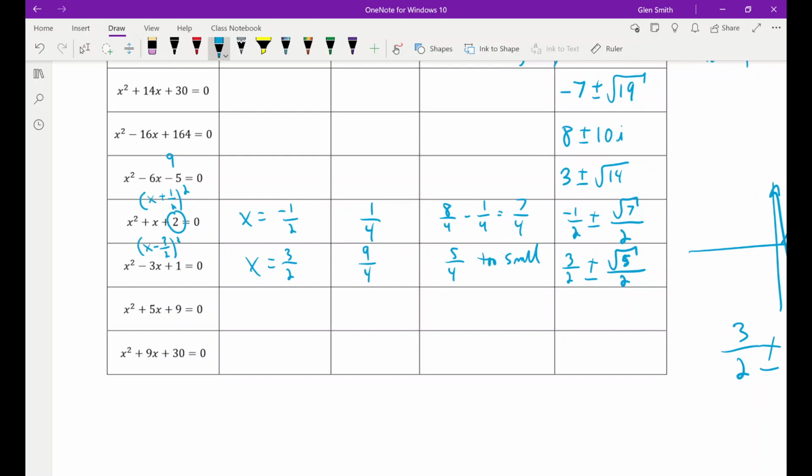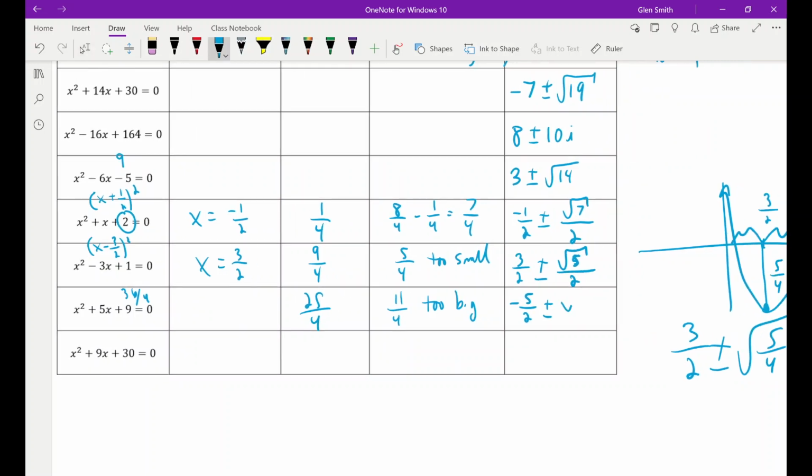All right, let's jump over here. We got a 5, which means the vertex is at -5/2 plus or minus something. -5/2 means my constant should be 25 fourths for the perfect square. But we have 9, which is 36 fourths. So it's 11 fourths too big, which means it got shifted up. It's bigger than the perfect square, so we moved it up 11 fourths, which means this is plus root 11 over 2.